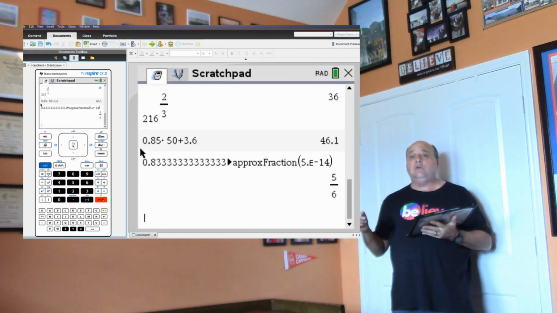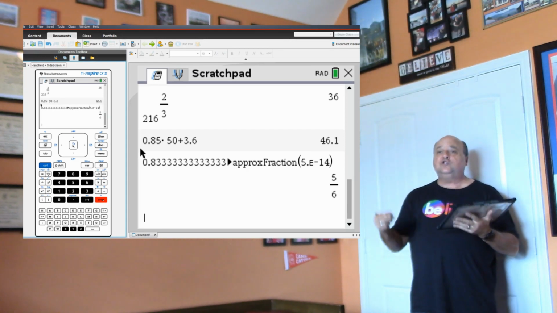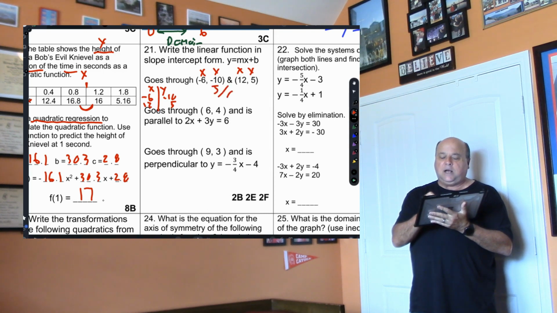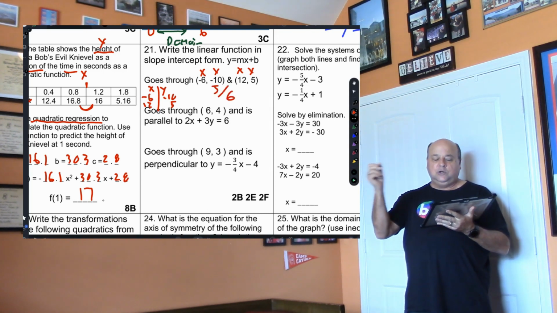And notice the 0.833 is 5 over 6. So my slope is going to be 5 over 6. So right here, my slope is a positive 5 over 6. Let's do the next one.